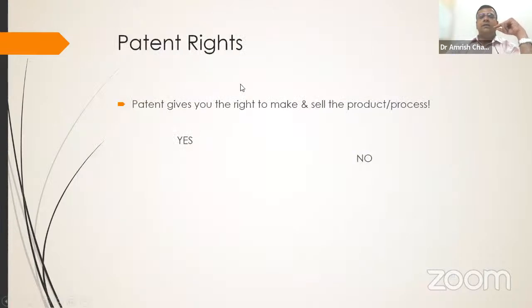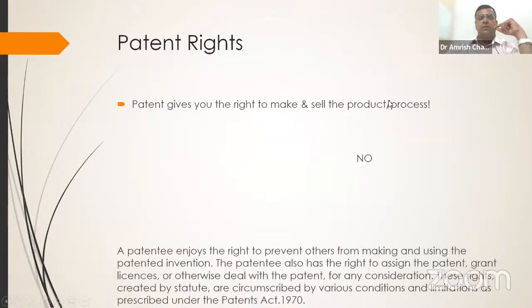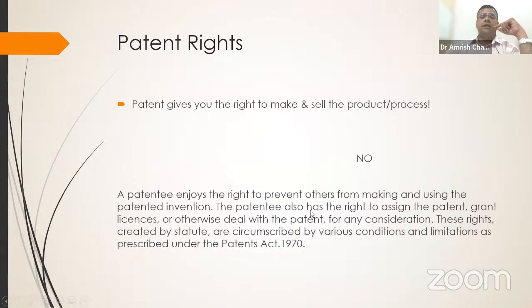So patent rights, just taking through a brief recap. Patent gives you the right to make and sell a product or a process. The answer is no, basically, because the patentee gets a negative right. So what basically happens is that you get the right to stop others from making and selling the invention. You don't get a right to make the invention.